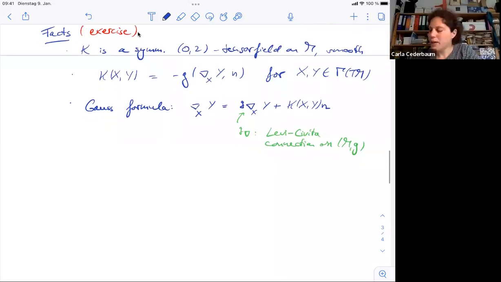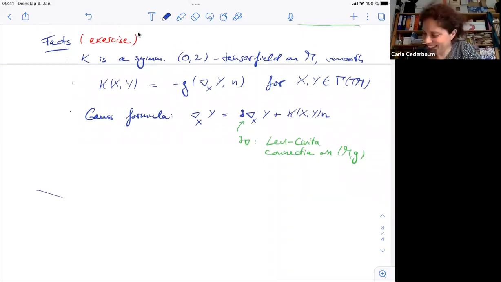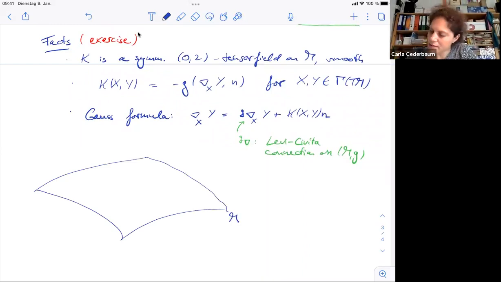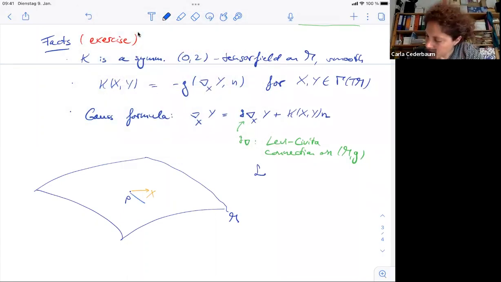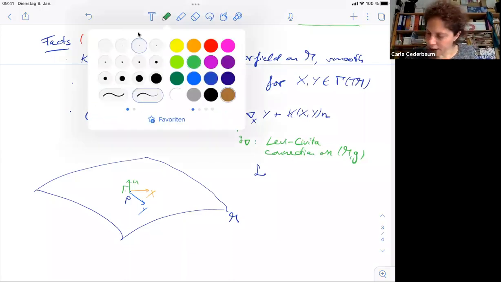So while you're typing, let me make another sketch. Here is a different way to draw our hypersurface M in our spacetime L. I look at some point P inside there, and then I look at the tangent vector X to M starting at P, and another tangent vector Y to M starting at P. And I'm looking at the normal, orthogonal with respect to the spacetime metric to M at P.